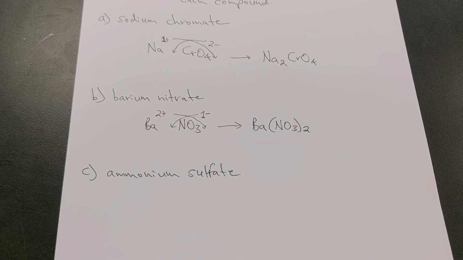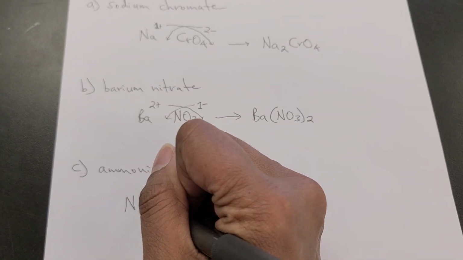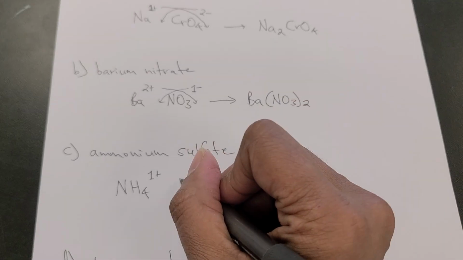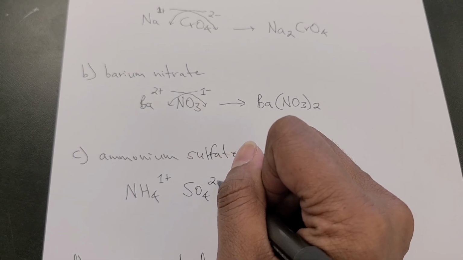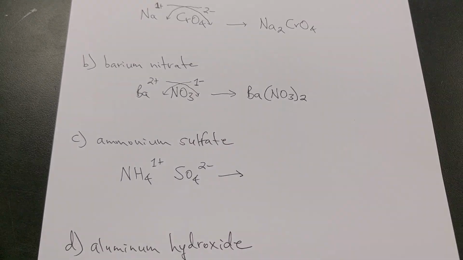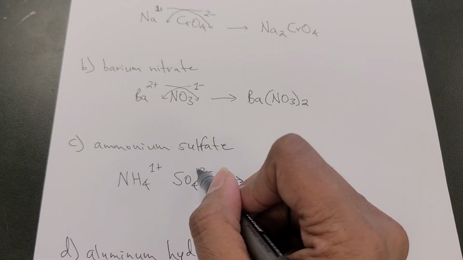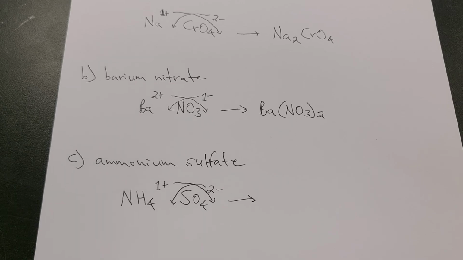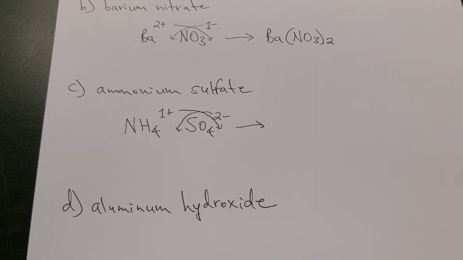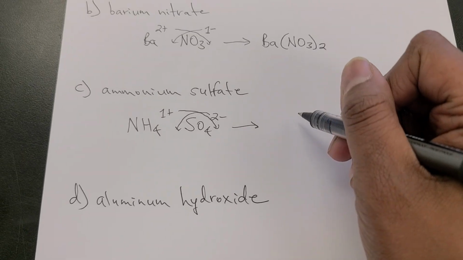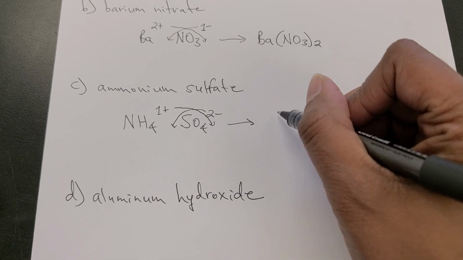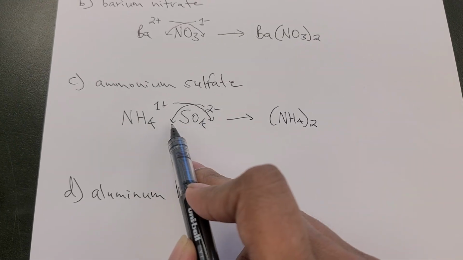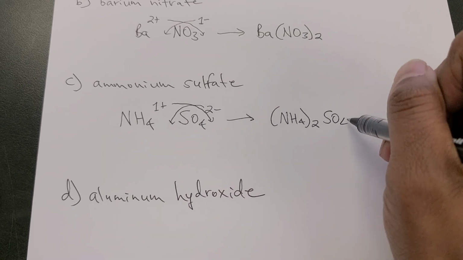Let's take a look at C. C says ammonium sulfate. Ammonium is NH4. The charge is 1+. And if I look in my table, sulfate is SO4. The charge is 2-. Now you're going to cross the charges over. Of course you don't need to keep making arrows, but if you get confused, I would still put the arrows down. So this becomes, because the 2 is coming in the middle, I'm going to put brackets: NH4, 2 coming from sulfate, and SO4.